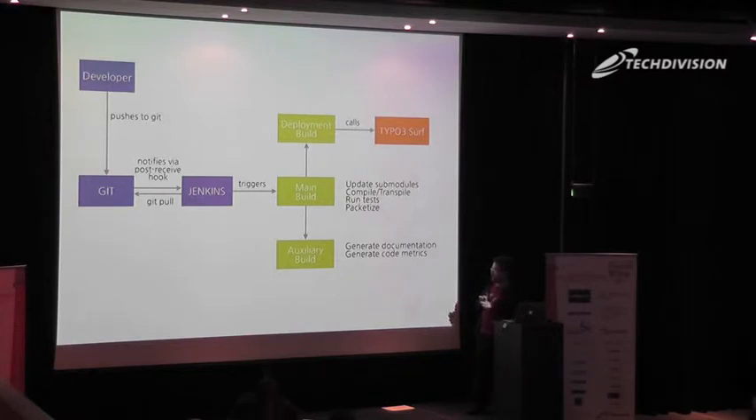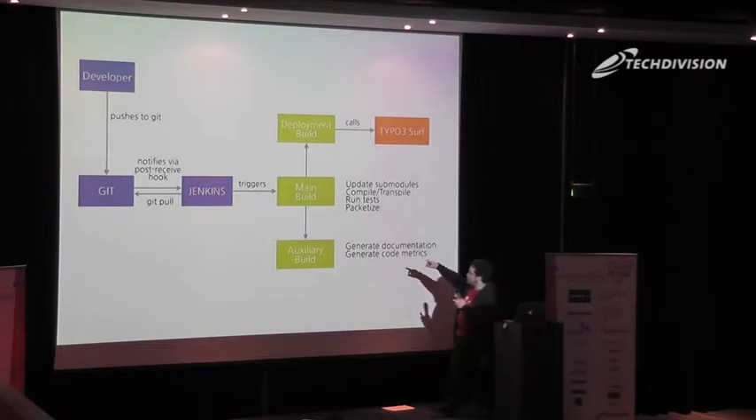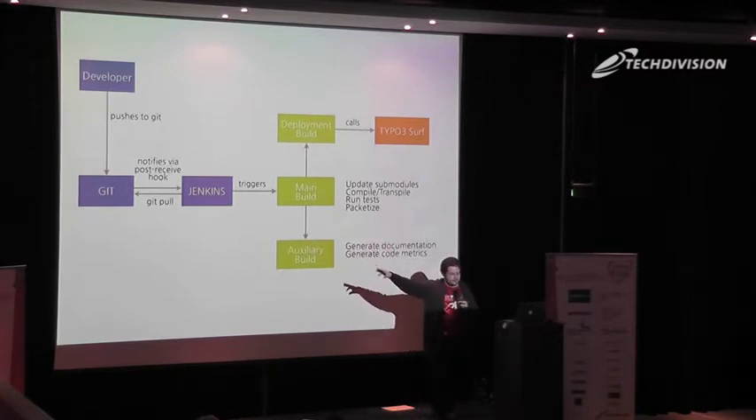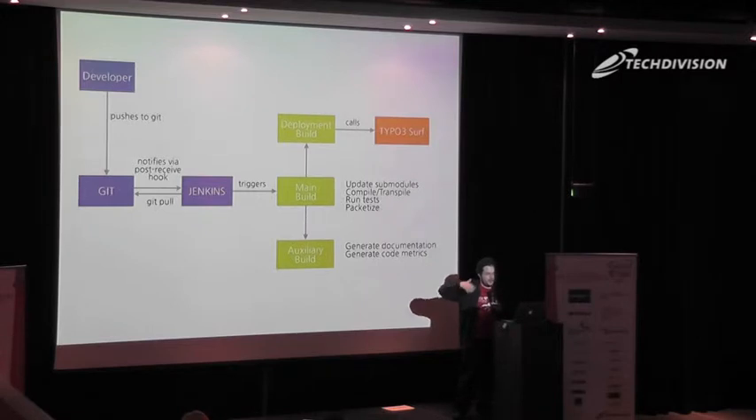Yesterday, Thomas also showed a Jenkins workflow, and I saw that he had many more jobs cascading in his Jenkins architecture. I didn't want to overcomplicate this slide, so what I have grouped in one main build here, you can of course split up into several builds. You can have a build that just runs your tests. You can have another build for updating your submodules, and you can even run them all in parallel if you like to speed things up.